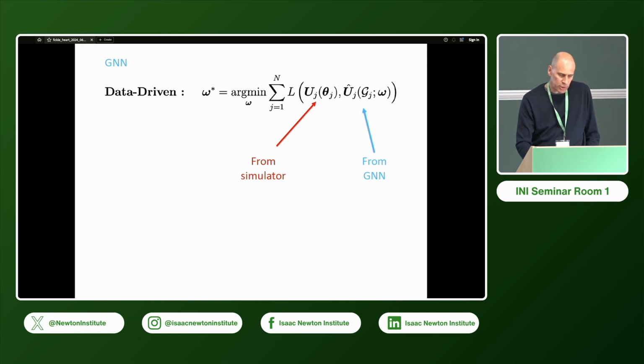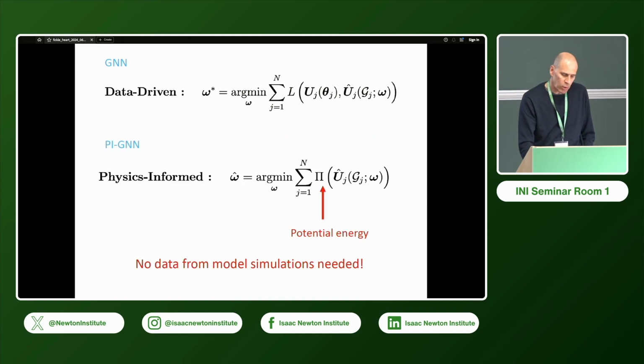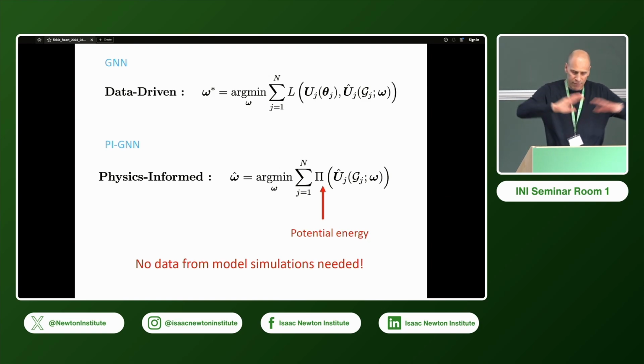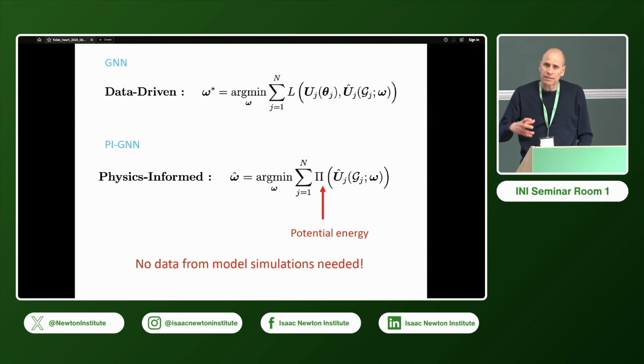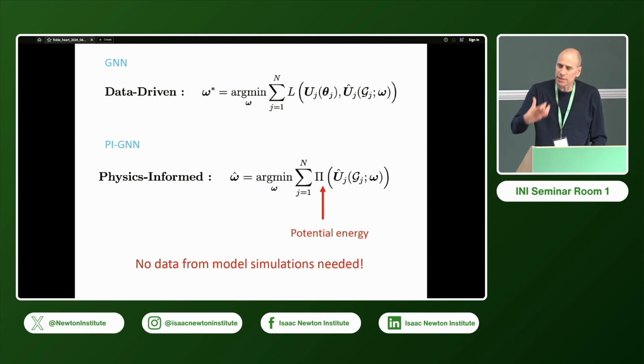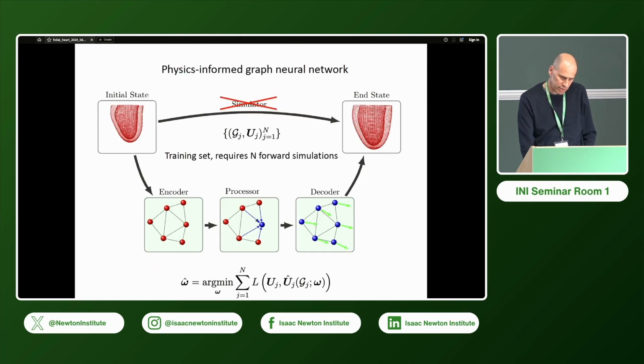So rather than running simulations, which we did for the previous approach, where we run simulations with the simulator and then match the graph neural network against these simulations, all we're doing now is to cover the parameter space with the space-filling design and then minimize the potential energy. But we don't need to run any extra simulations anymore. So we do away with these simulations altogether and bring more physics into the whole graph neural network representation.